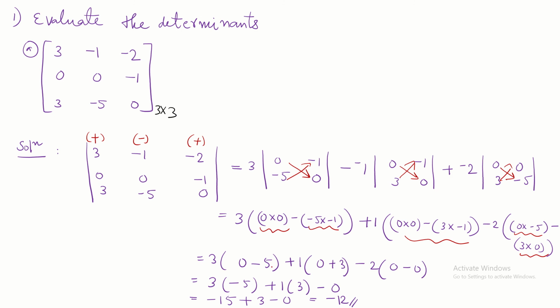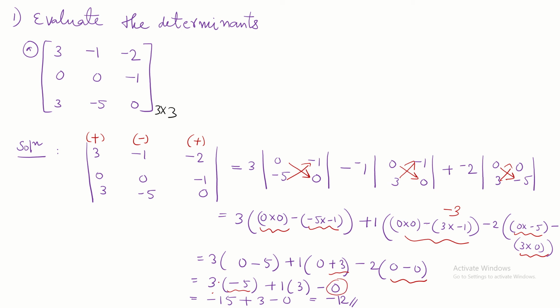-5 into -1 is positive 5, plus 1. 0 into 0 is 0. 3 into minus 1 is minus 3. Minus and minus, plus 3. Minus 2: since this is multiplied by 0, the full term becomes 0. Again 3 I'll write as it is. 0 minus 5 minus 5, plus 1, plus 1. 0 plus 3, 3. 0 minus 0, 0. Whatever number you multiply with 0, that will be 0. So here you got the value 0.